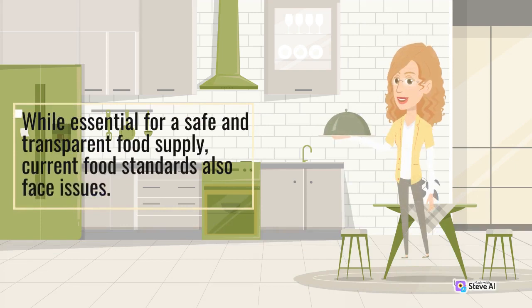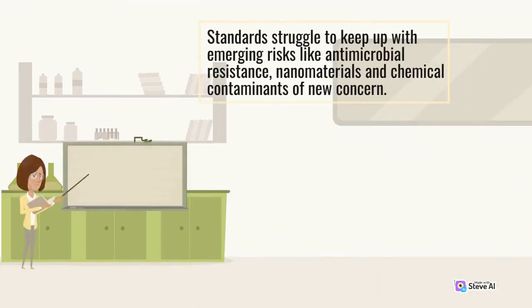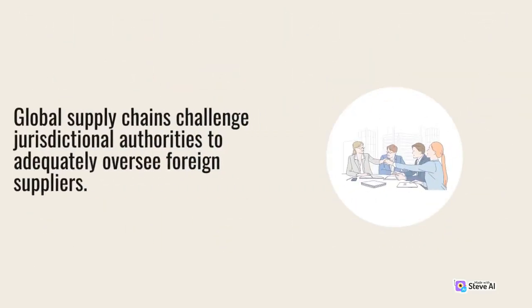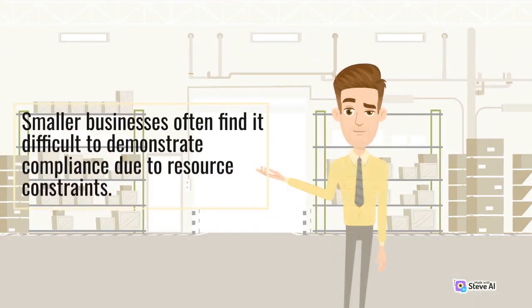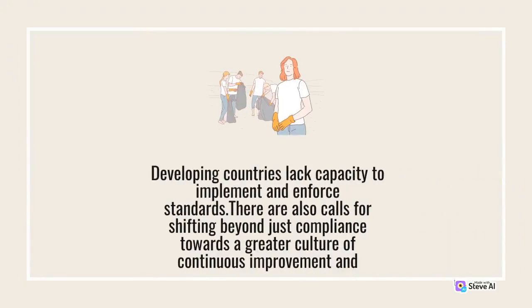While essential for a safe and transparent food supply, current food standards also face issues. Standards struggle to keep up with emerging risks like antimicrobial resistance, nanomaterials, and chemical contaminants of new concern. Global supply chains challenge jurisdictional authorities to adequately oversee foreign suppliers. Smaller businesses often find it difficult to demonstrate compliance due to resource constraints. Developing countries lack capacity to implement and enforce standards.